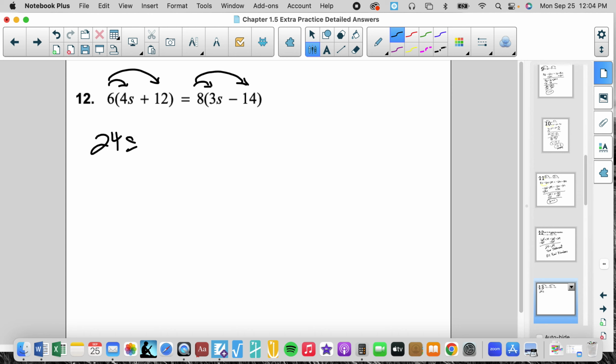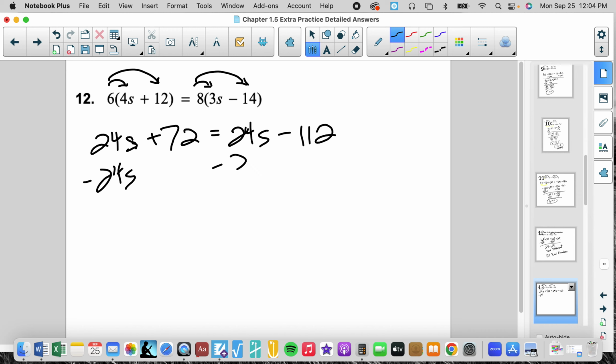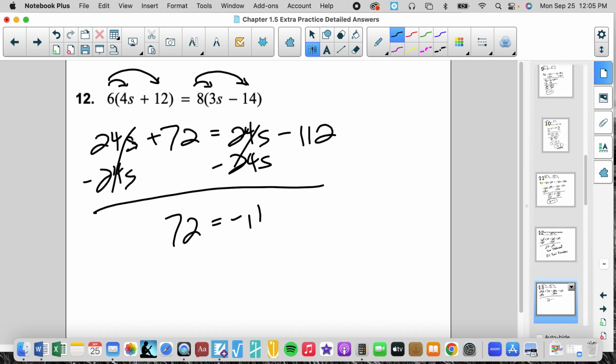We get 24s plus 72 equals 24s minus 30. What do we get? That's going to be 112 minus 112. 8 times 4 is 32, so there's the 2. You carry the 3. 8 times 1 is 8, plus 3 is 11. So yeah, we're gonna get rid of the variables. They cancel. You're left with 72 equals negative 112.